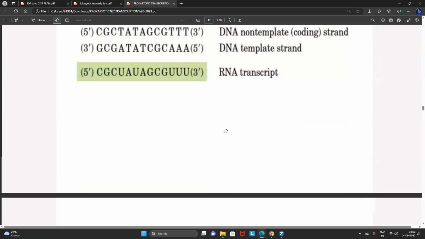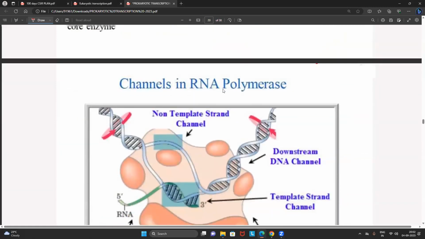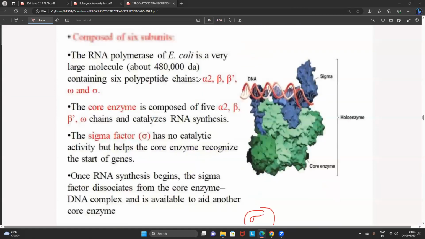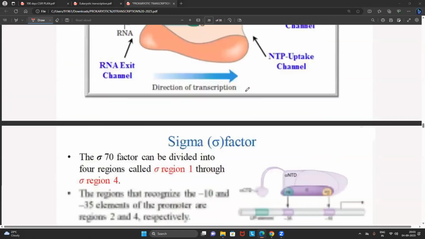Always remember that. Okay. Now, last and final question, friends. Listen to me: including the sigma factor, how many total subunits are present in the RNA polymerase? Very, very good. There are a total of 6: alpha 2, beta, beta prime, omega, sigma. Please don't get confused with that particular point.